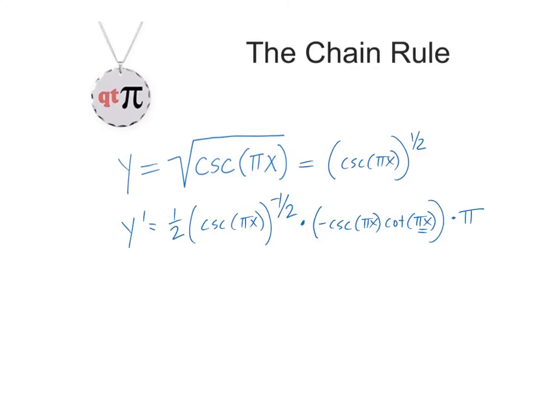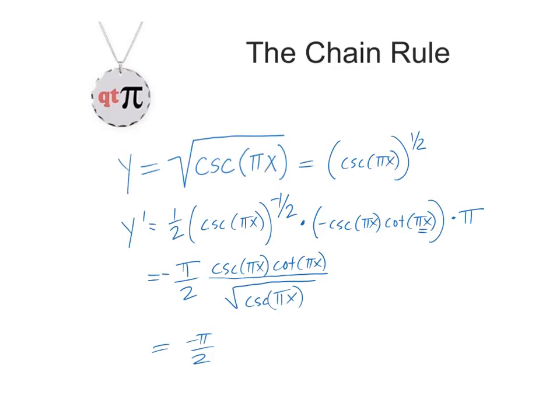So to kind of clean this one up a little bit, I would do pi over 2 to combine the constants. On top, I'm going to move the negative from the cosecant term out to the front also. I'm going to have cosecant pi x, cotangent pi x over the square root of cosecant pi x. And I guess I should go ahead and combine those two. If I have cosecant over the square root of cosecant, that's really just the square root of cosecant on top.